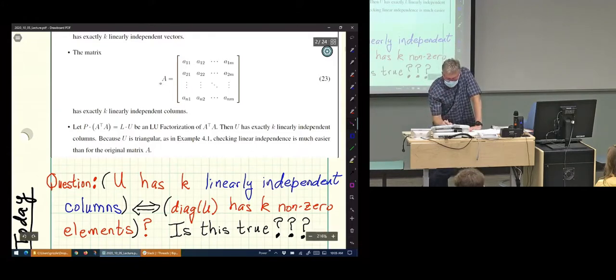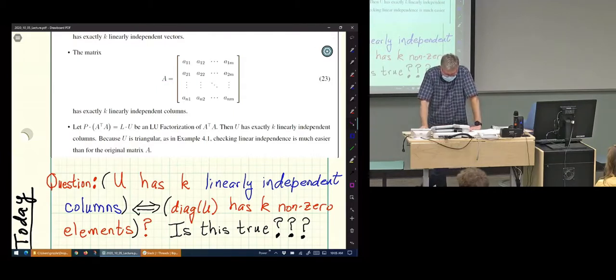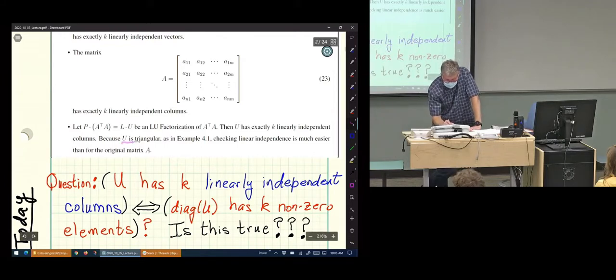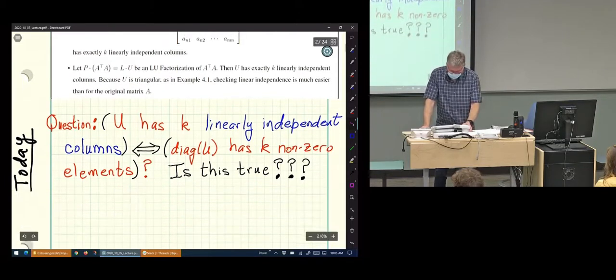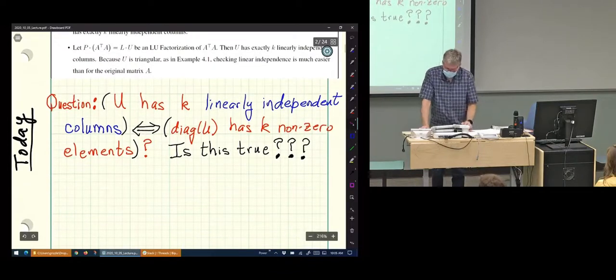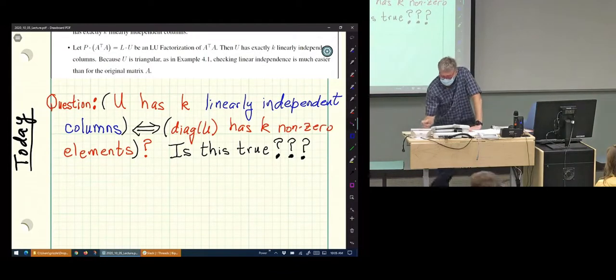We do A transpose times A, we do its LU factorization, and then the result is U and A have exactly the same number of linearly independent columns. And then because U is triangular, this is a much easier thing to test. It's much easier to go through and solve simultaneous equations if they're triangular. So U is upper triangular. And then where we left off on Friday is kind of with this question. I mean, we're hoping this is true.